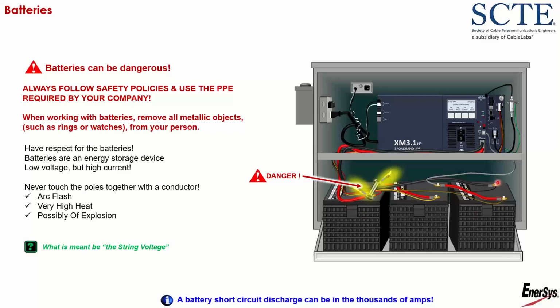One is I could go from the negative of my number 1 battery over here on the right to the positive of the number 3 battery with a voltmeter, and that would give me my total voltage. Or I take my connector out of the power supply inverter and I test from the positive to the negative on that connector. That would be my string voltage.